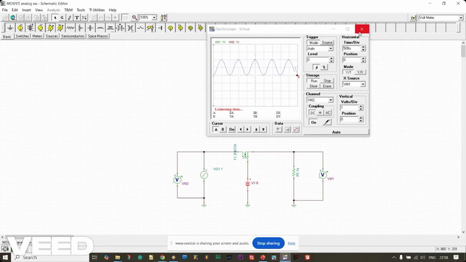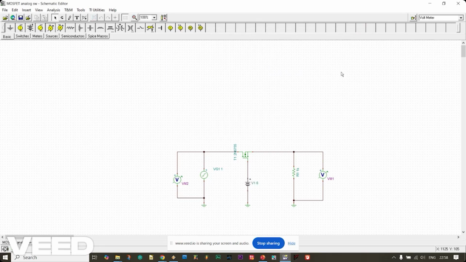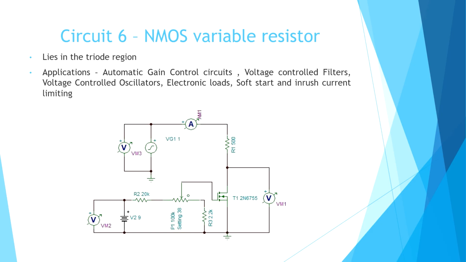So now let us see the next circuit. This NMOS, the MOSFET, is used as a variable resistor, and in this application, the MOSFET lies in the triode region. And in the triode region, you can see it can act as a variable resistor before the pinch off starts. Okay, so here the condition is VDS is less than VGS minus VT.